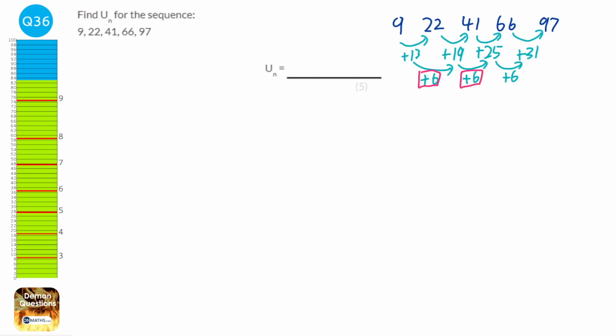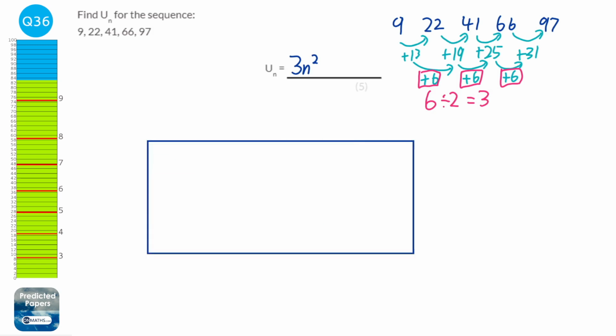the difference of differences is, because what we now do is get that 6 and we always halve it, and it gives us 3. Now that 3 is actually really important because that is the coefficient of the n squared. So we know our sequence will begin 3n squared. So we're going to do a table now to see what the rest of the sequence will be.